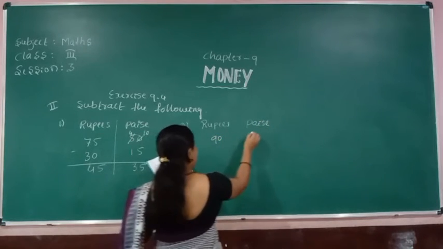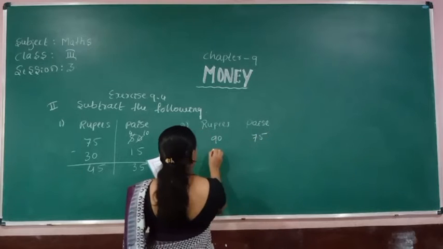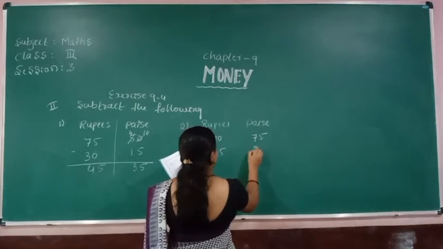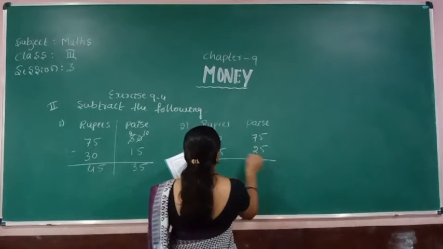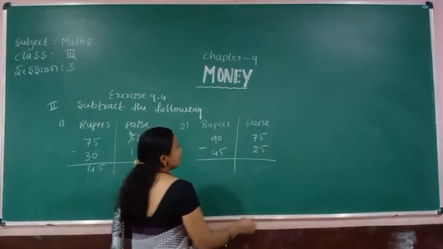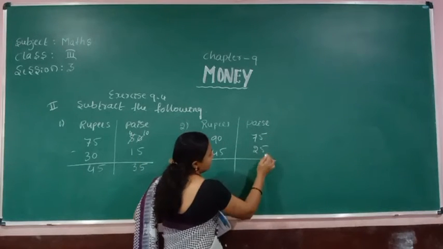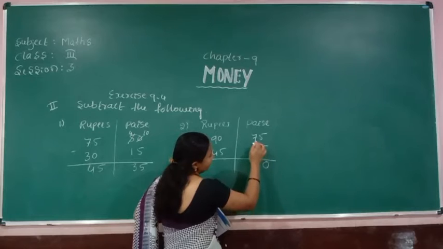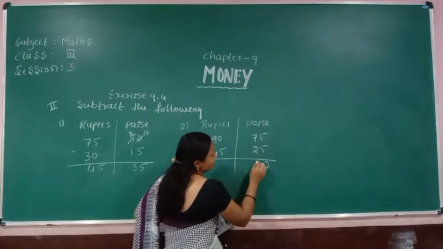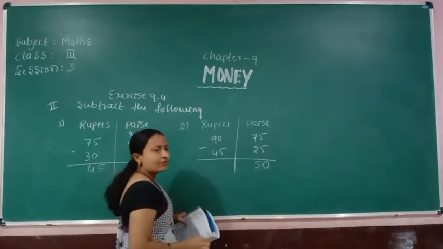90 rupees 75 paise, 45 rupees 25 paise. Okay, so we subtract now. So here, see, paise to paise. 5 minus 5 is 0. 7 minus 2 is how much? 5. 7 minus 2 is 5.